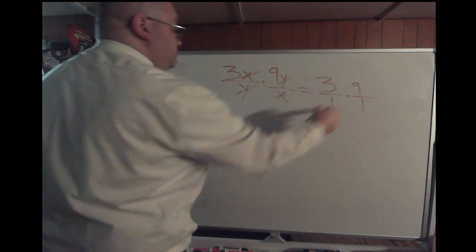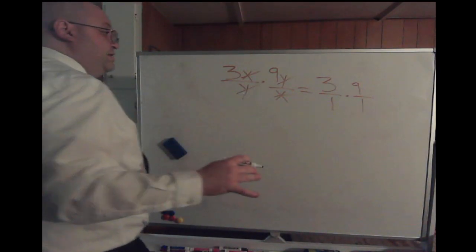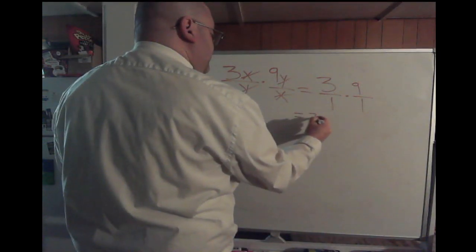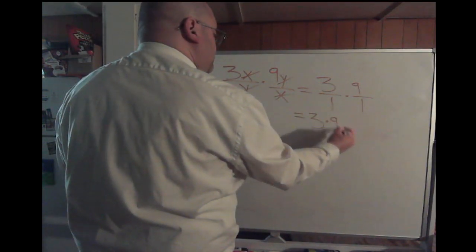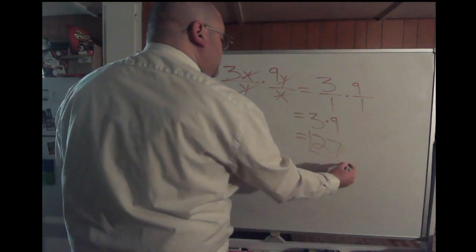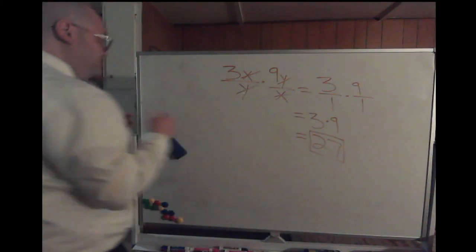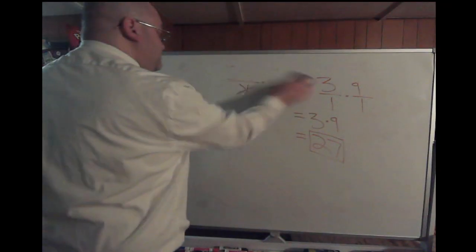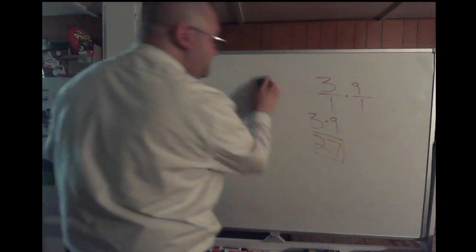You have 1 times 1 as your denominator. You don't even have to worry about the denominator. That would just leave you with 3 times 9, which would equal 27. So yes, always before doing the multiplication, look for things that'll cancel out. That's the best way to do these. Just look for things that'll cancel out.